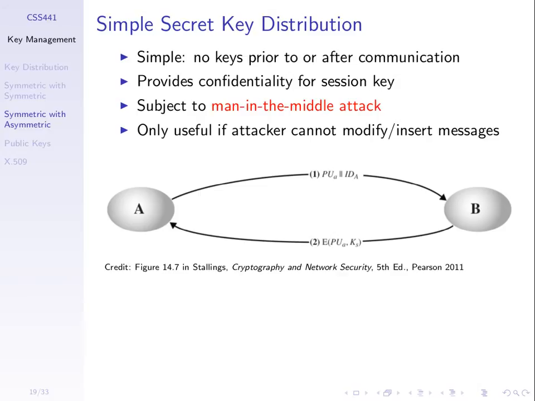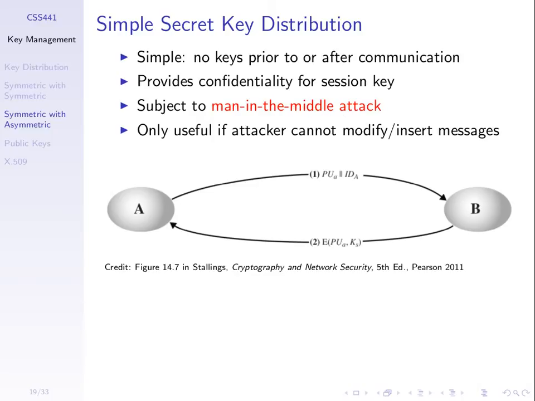And if someone intercepts the second message, they see some ciphertext and they cannot decrypt that ciphertext because they would need the private key of A. So now we've exchanged a secret key using public key cryptography. As noted in the slide, it has a problem. It's subject to a man-in-the-middle attack.